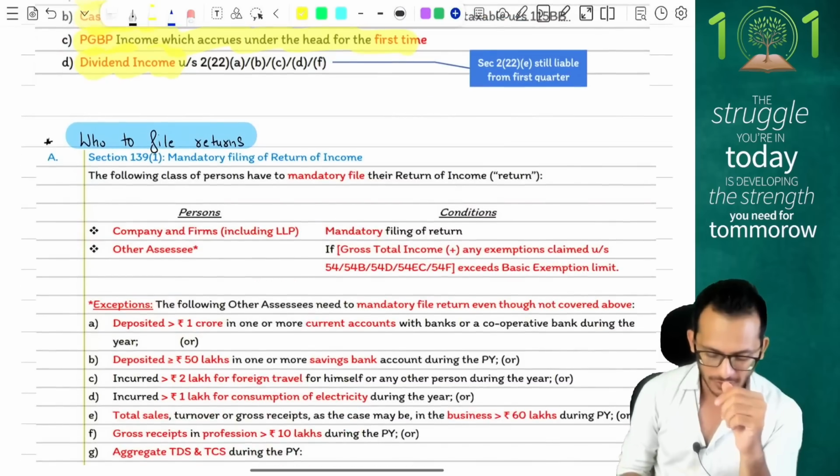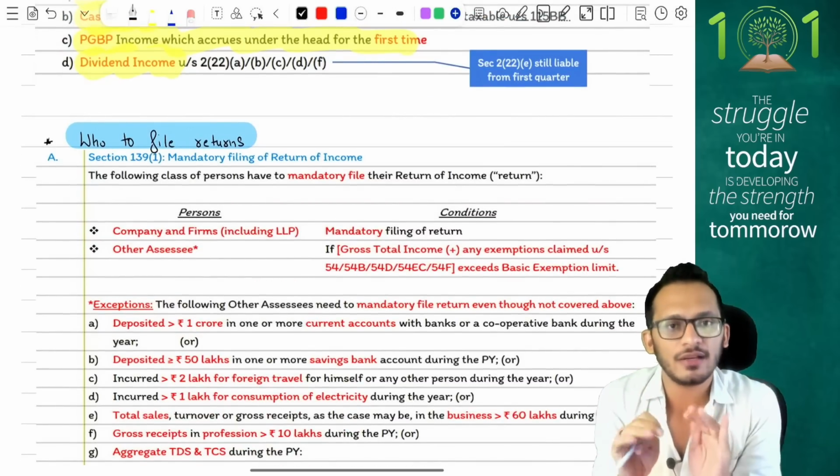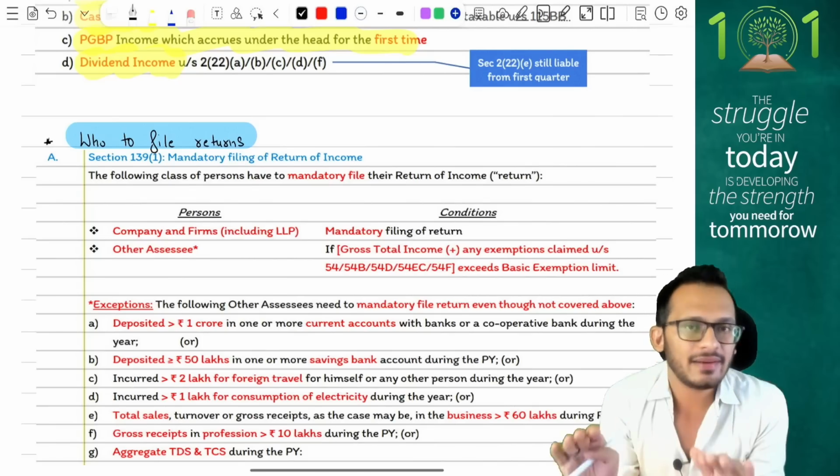Question number 3, and the most important question which generally comes in exams many times: what are the cases where you mandatorily need to file your return of income? Income tax says if you are going to be a company or a firm, mandatory return filing for you.